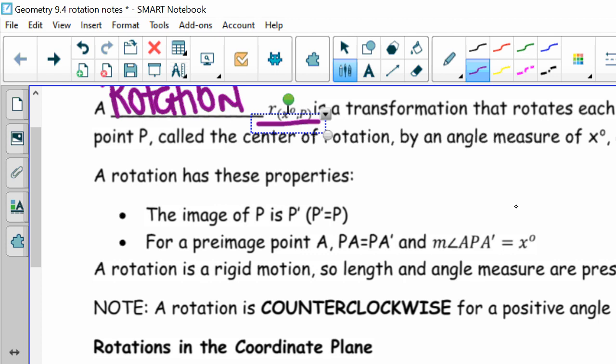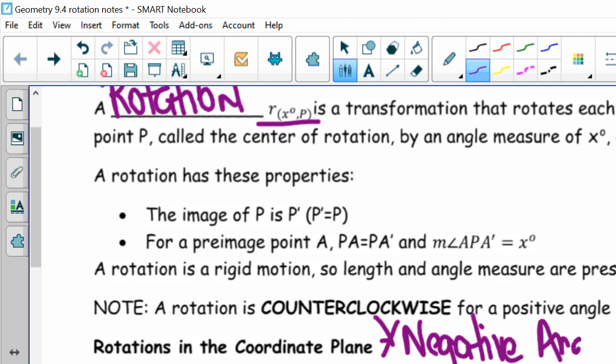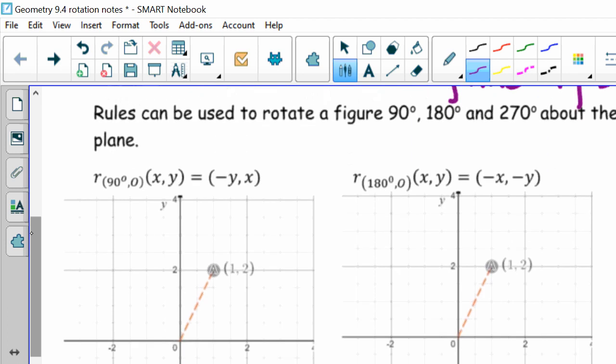And then it says, note, a rotation is counterclockwise for a positive angle measure. So if we go counterclockwise, we have positive angles. Therefore, if we have a negative angle, we are looking at a clockwise rotation. That's the difference between counterclockwise and clockwise notation. Rules can be used to rotate a figure 90 degrees, 180 degrees, and 270 degrees about the origin, O, in the coordinate plane. And again, all of these rules are ones that we discovered last week when we did the activity with the patty paper and the mirror.